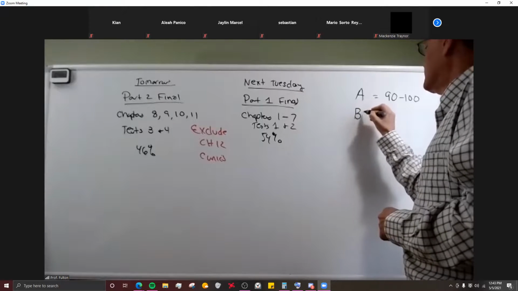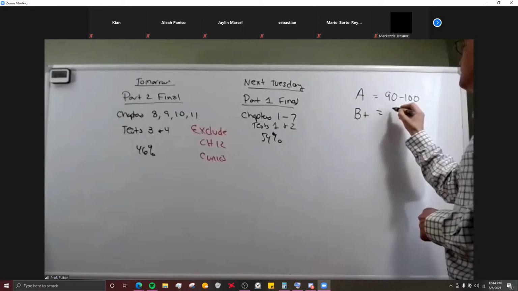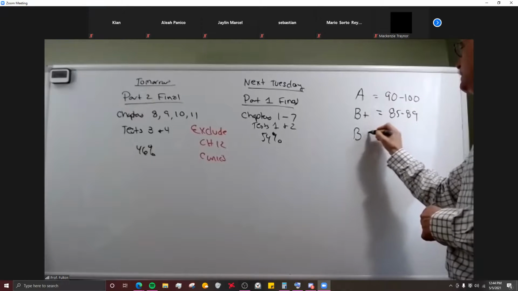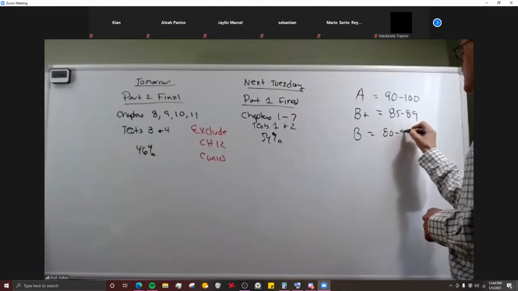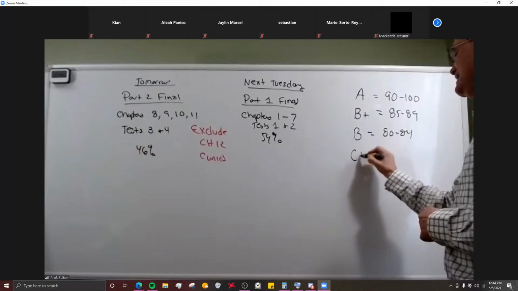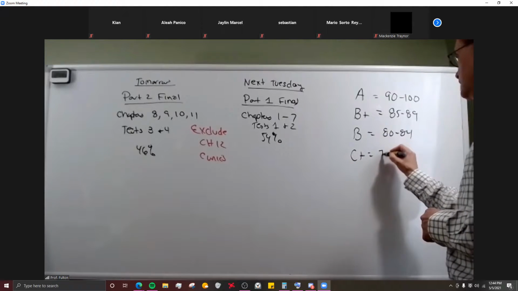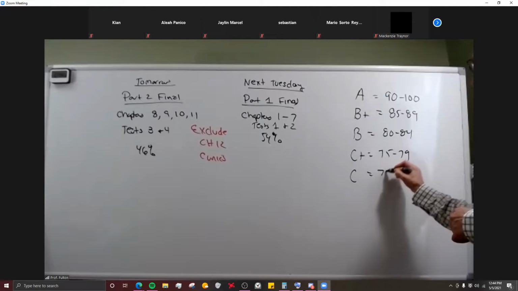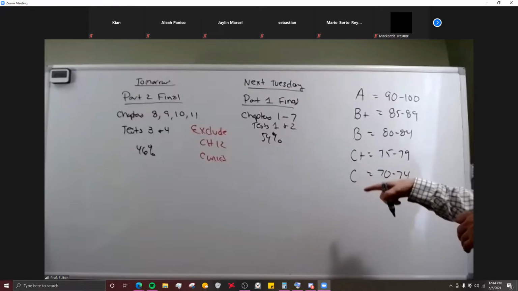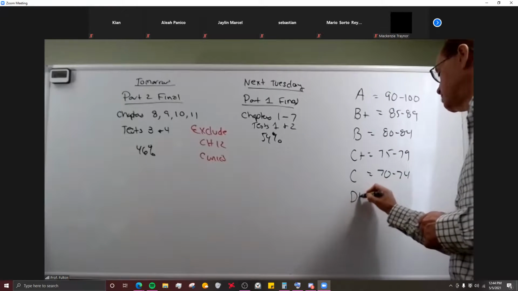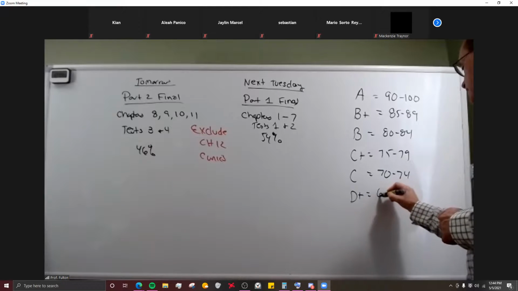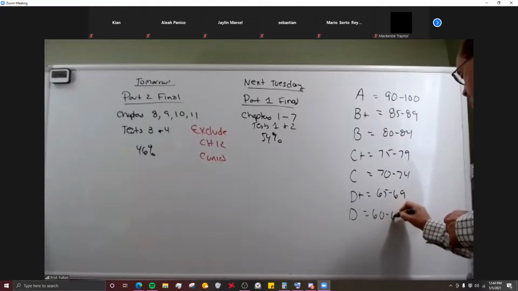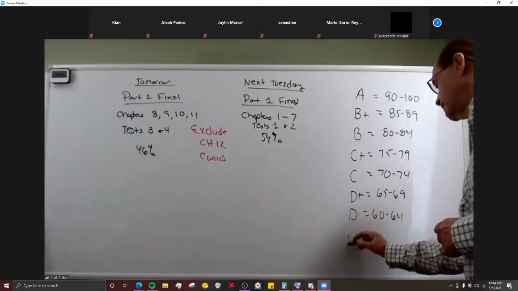So over here, then you have a B plus, and that's usually in the range of 85 to 89. A B is 80 to 84. C plus is essentially 75 through 79. A C is 70 to 74. There are no minus grades. We don't have them here at the college, but we do have the plus grades. And that is a D plus, 65 to 69. A D is 60 to 64. And then anything below that, or 60, is failing.